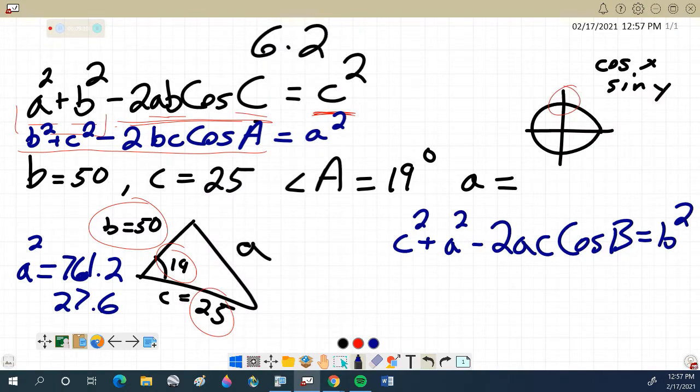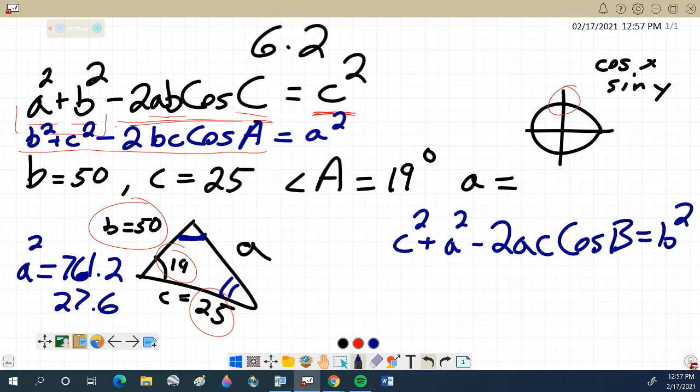Does that seem reasonable? Yes, 19 is a really small angle, so it should be across from a really small side. But it looks like this angle is actually going to be a little bit smaller than 19, so angle B is enormous. But anyway, that's just what happens. That's what you do when you're given side, angle, side.